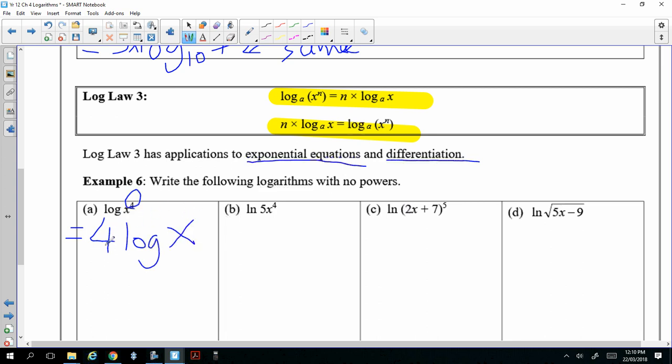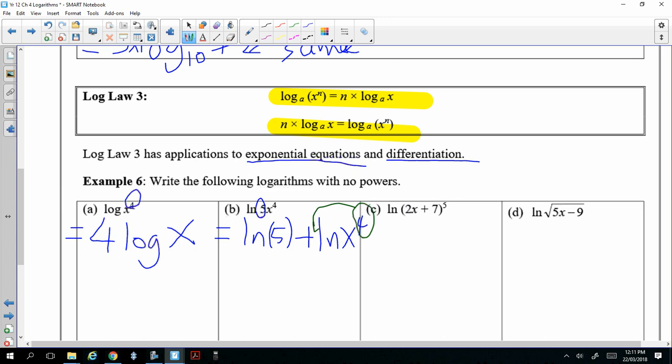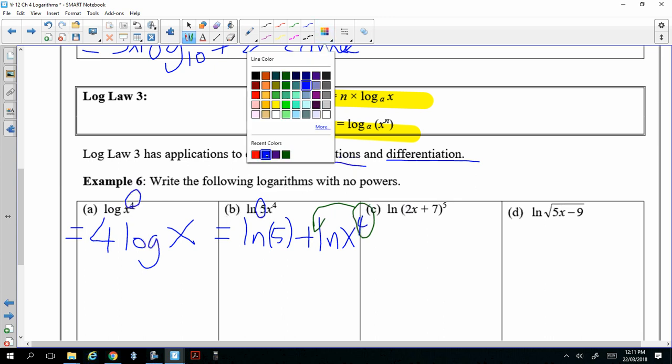Now be very careful. If there's a 5 in front of it, you can't bring the power down. You have to split it first. So you write ln 5 plus ln x to the power 4, using log law 1 to split into 2. And then that 4 can go down. So you can't pull it down if there's a number in front. So you do ln 5 plus 4 ln x.